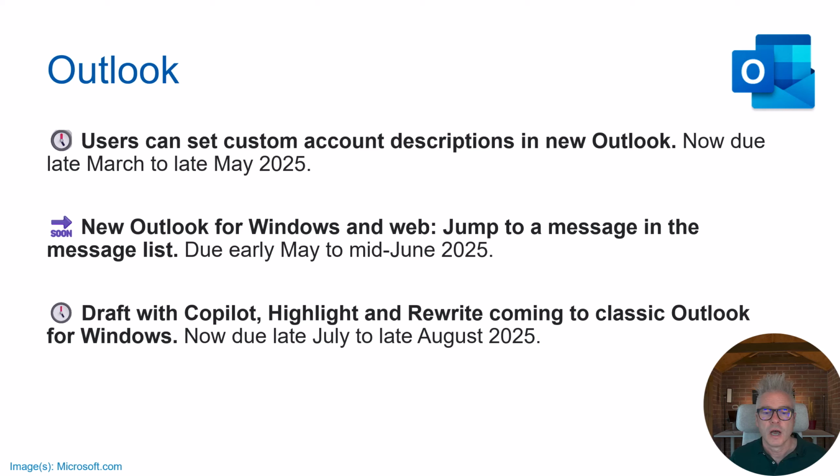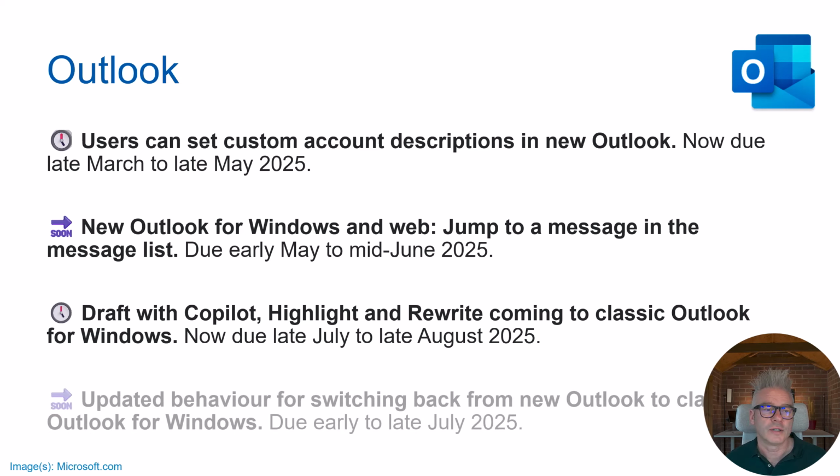Draft with Copilot, highlight and rewrite, is coming to classic Outlook for Windows. It's interesting that Microsoft is still putting time and money into classic Outlook. I guess it's because maybe the move from classic Outlook to new Outlook is a little bit slow, and they want people using Copilot. They want to make it easier for organizations to justify the amount they have to pay per month. Anyway, if you're still using classic and you're a Copilot user, look out for a couple of changes coming late July to late August.